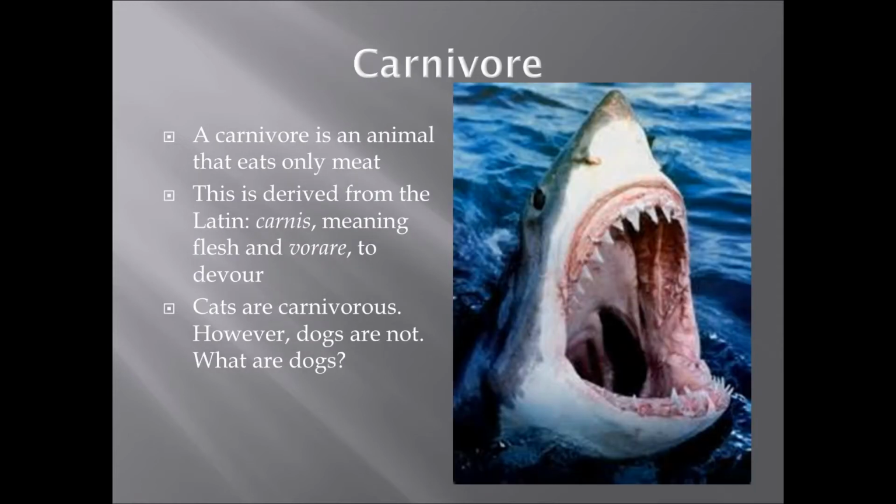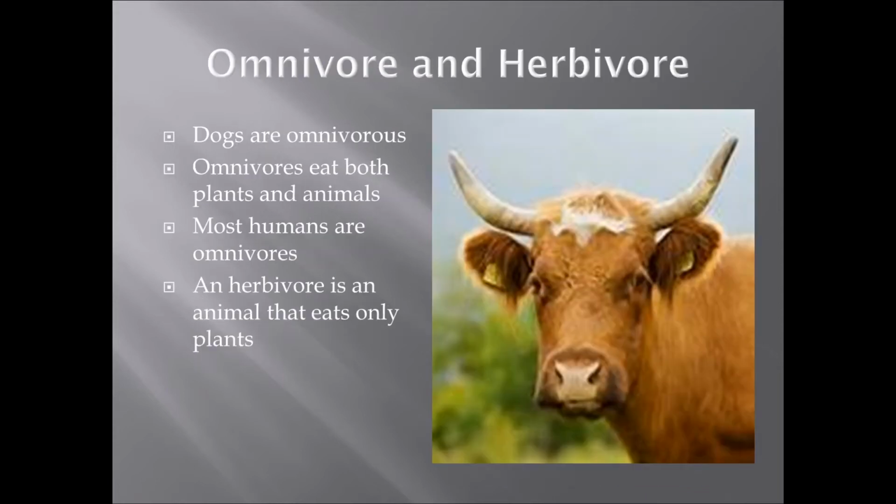A carnivore is an animal that eats only meat. This is derived from the Latin carnis, meaning flesh, and vorare, to devour. Cats are carnivorous. However, dogs are not. What are dogs? If they're not carnivorous, what are dogs? Dogs are omnivorous. Omnivores eat both plants and animals. Most humans are omnivores.